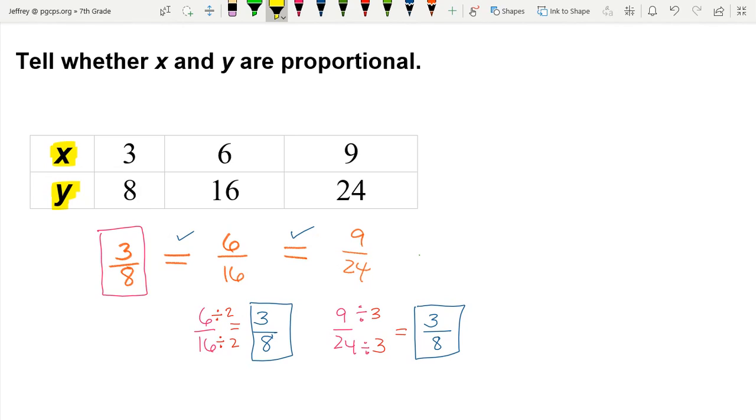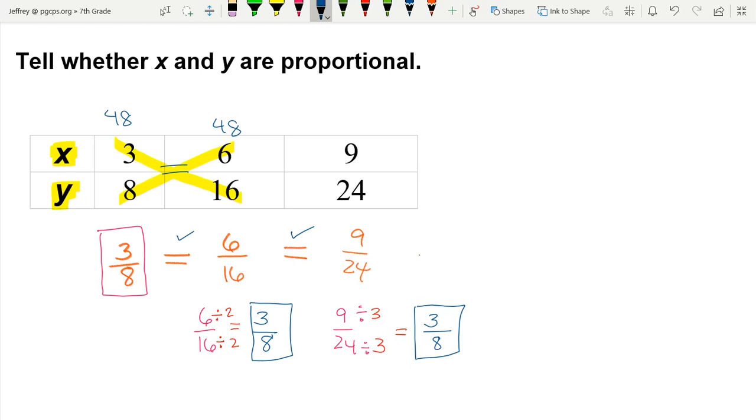This is what we do. You're going to multiply 3 times 16. What is 3 times 16? We know it's going to be 48. And you again multiply 8 and 6. We cross multiply them, and we know that's going to be 48. So these two are equivalent.